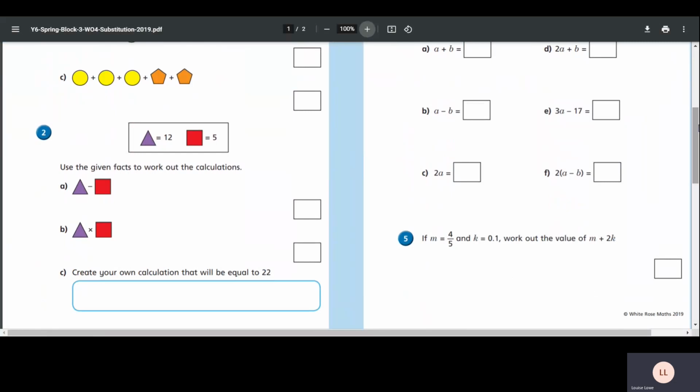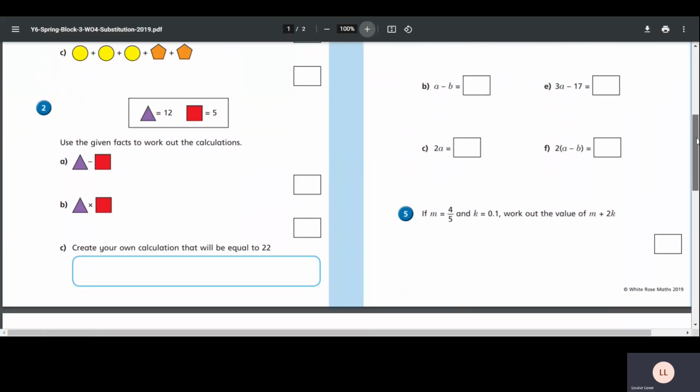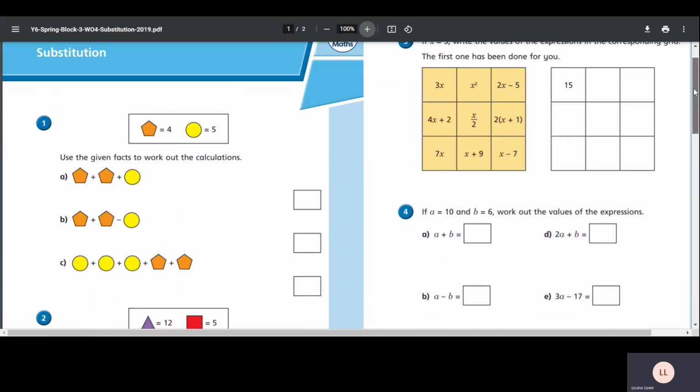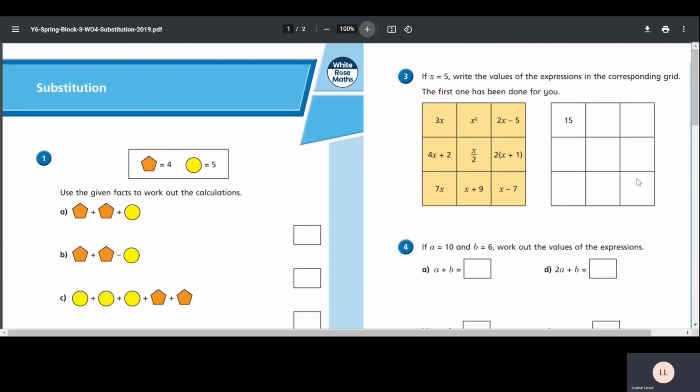Under here, you've got a subtraction and a multiplication, exactly the same. They've given you the numbers. So the triangle is worth 12 and the square is worth 5, and then you've just got to work it out. Underneath there, it says create your own calculation that will be equal to 22. Okay, so you've got to use those symbols. So use the triangle, which equals 12, and the square that equals 5 to write your own little calculation or expression.